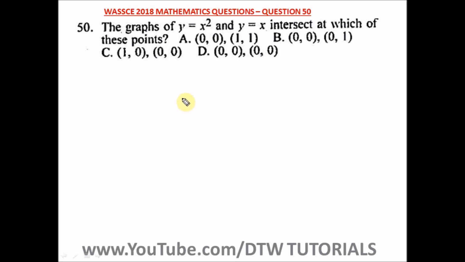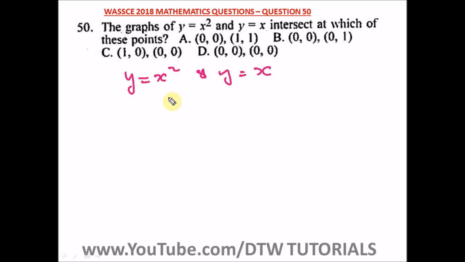Question 50 of our WASSCE 2018 Mathematics Past Question, that's your WAEC exams. It says the graphs of y equal to x square and y is equal to x intersect at which of these points? Okay, intersect at which of these points? We have what? Y is equal to what? X square, and y is equal to what?